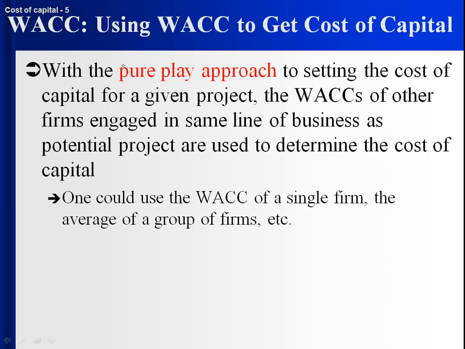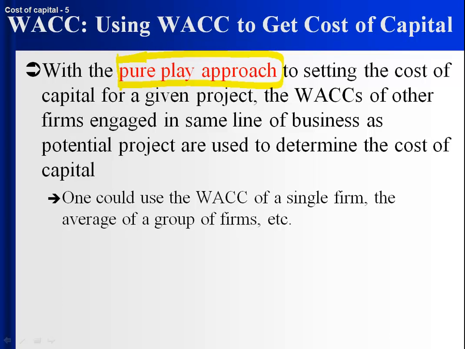Method number 2 is called the pure play approach. And here, remember, the cost of capital for a project reflects the risk of that project. And the risk reflects the risk of the assets, which is tied to the line of business. So if we get the weighted average cost of capital of firms that are engaged in the same line of business as a potential project, those weighted average costs of capital reflect those firms' assets, which are in that line of business, the same one as the project that we're looking at.